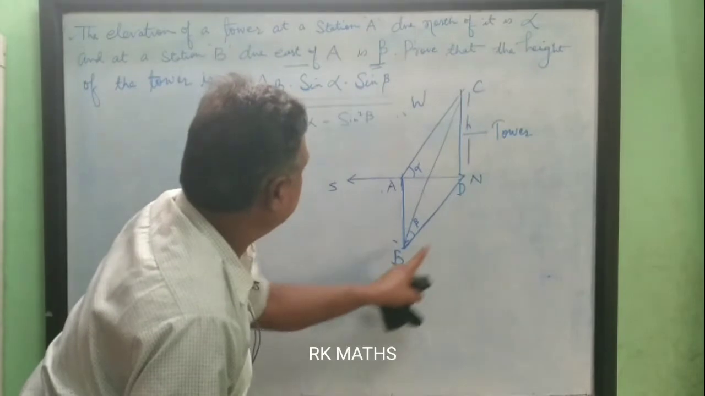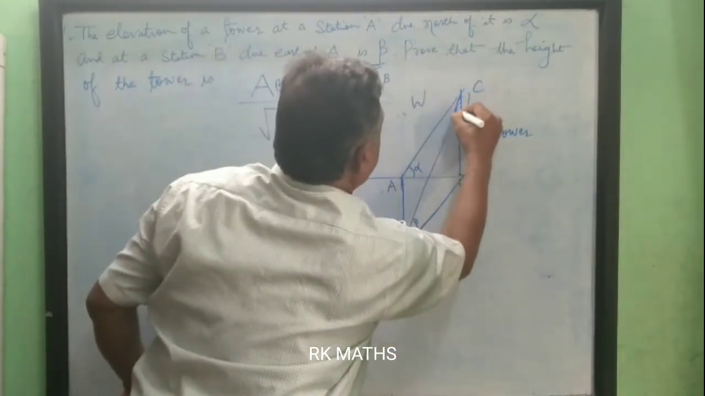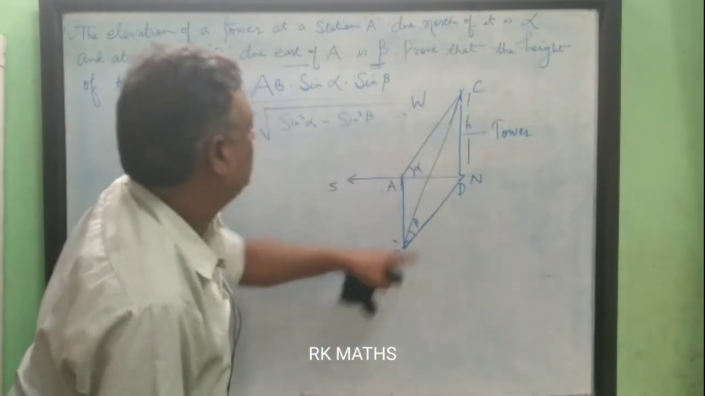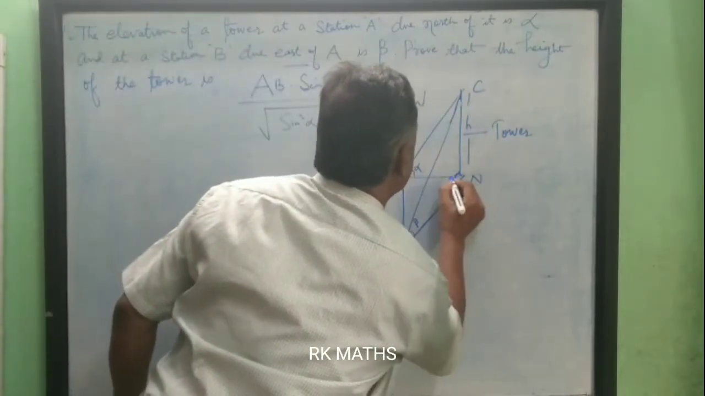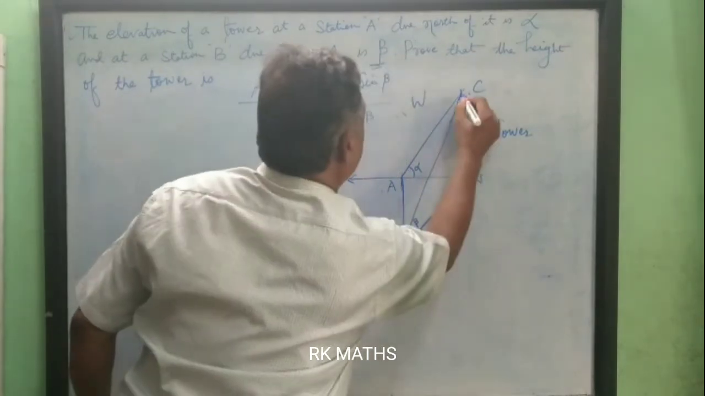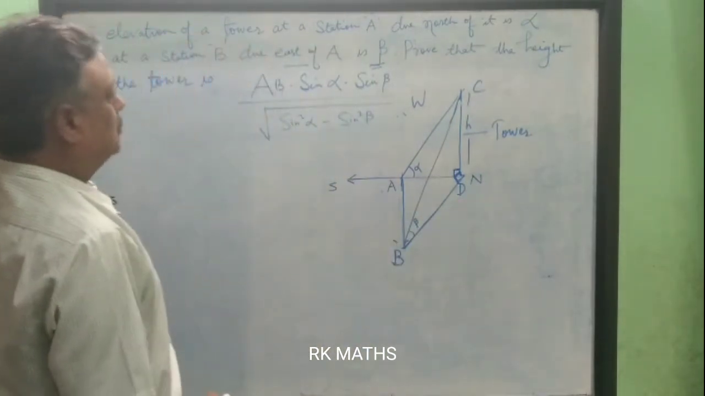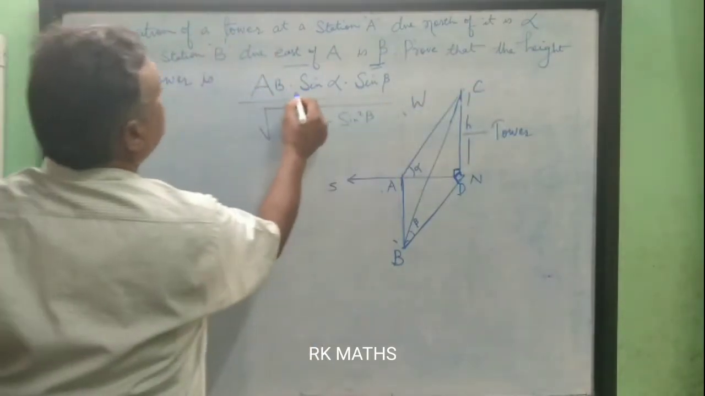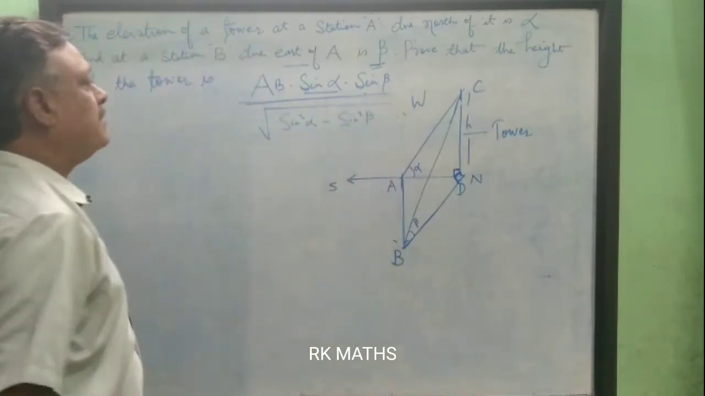This angle DBC is beta, and here also this will be 90 degree, and already here it is 90, but also this will be 90 for this triangle, so it will be right angle. Now prove that the height of the tower is AB into sine alpha into sine beta whole divided by under root sin square alpha minus sin square beta.